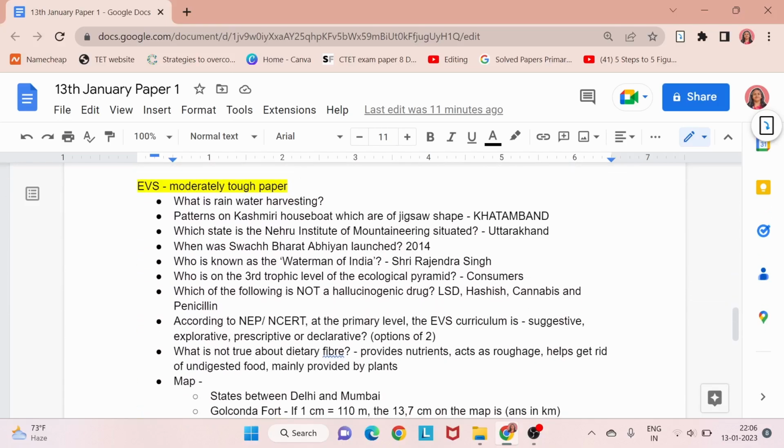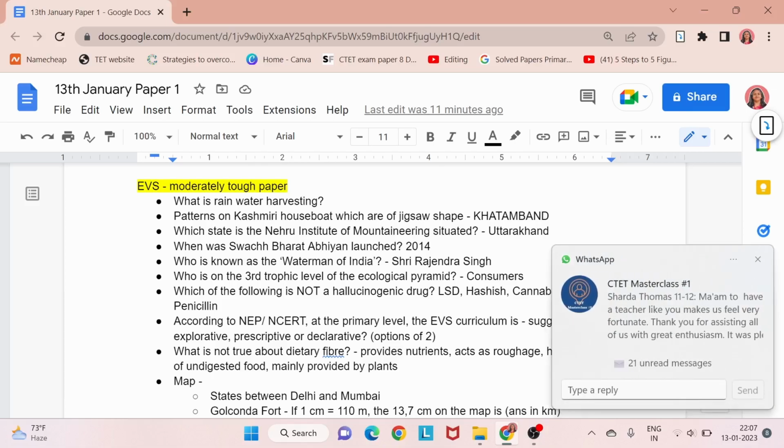Now, EVS was a moderately tough paper. There were a lot of questions which you either knew or did not know. What is rain harvesting was a simpler question, but the options were not so clear in this, so we had to take a guess. Patterns on Kashmiri houseboats which are of jigsaw shape. This is called Khatam Band.